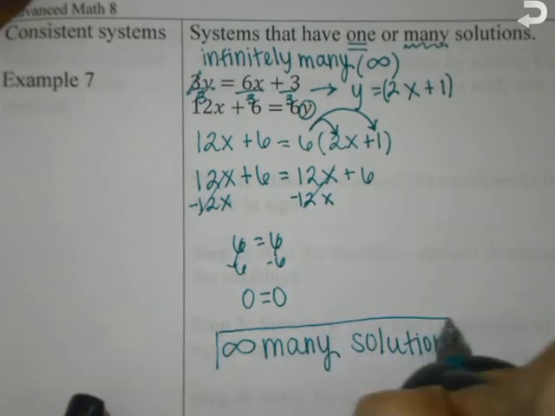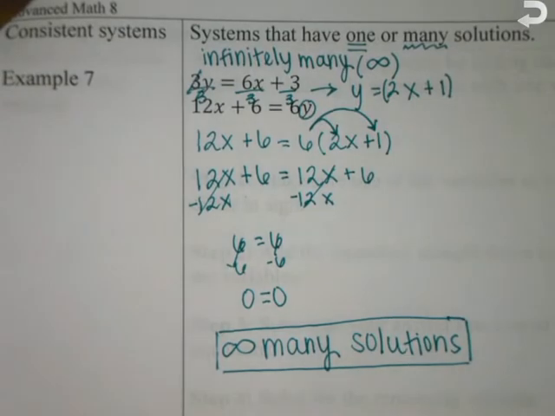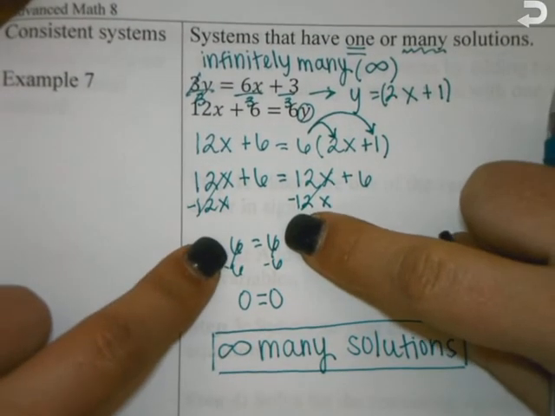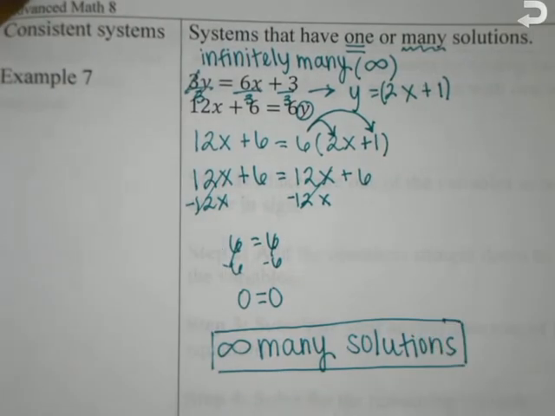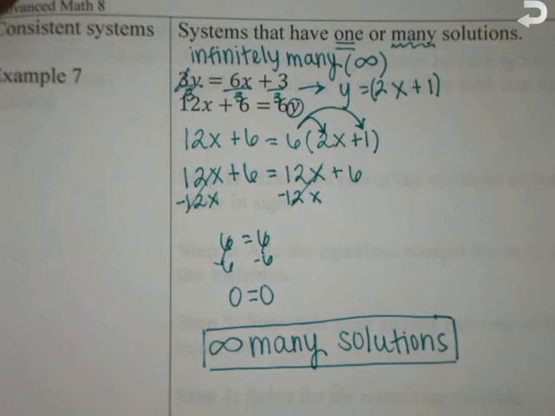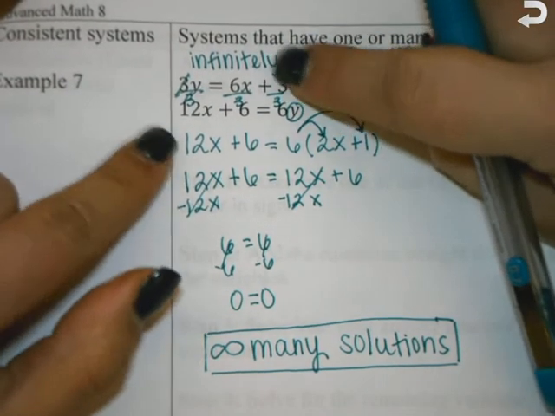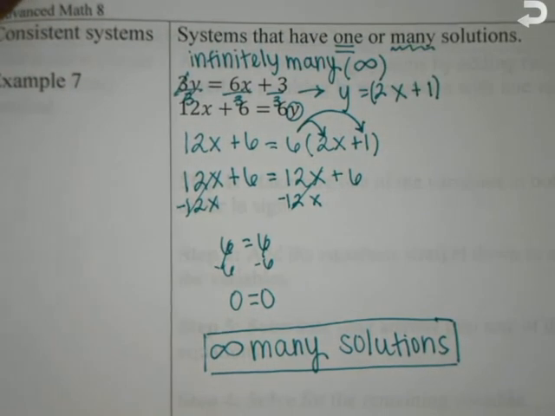Anytime you end up where either everything cancels out or you end up with a true statement, like we could have stopped at 6 equals 6 because that's a true statement, it's always true. Anytime that you end up with a true statement or where everything cancels out, it's infinitely many solutions, because what it's saying is, I can plug in any x that I want and it will always work no matter what. I can plug in any y that I want and it will always work no matter what. If we were to graph these two lines, they actually come out to the exact same line. Okay? So the two lines are touching each other, so there's infinitely many solutions.